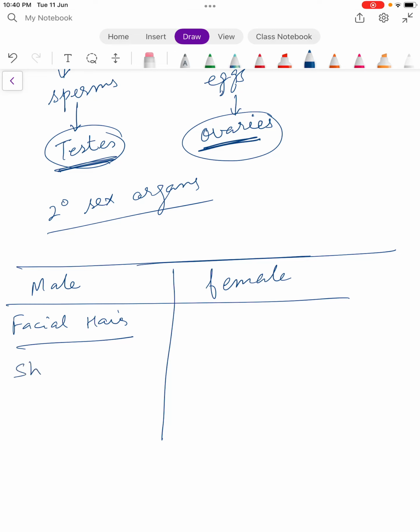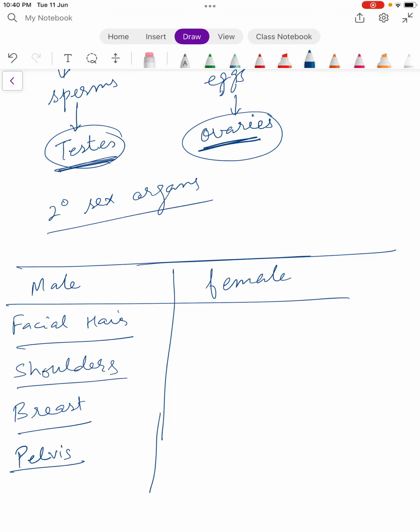Second are the shoulders. What is the structure of shoulders? In males, the shoulders are broad, and in females, the shoulders are narrow. Next is breast. In male, the breasts are undeveloped, whereas in female, the breasts are well developed. The next character is the pelvis, the hip, we can say in layman language. The pelvis in male is narrow, whereas in female the pelvis is broader.